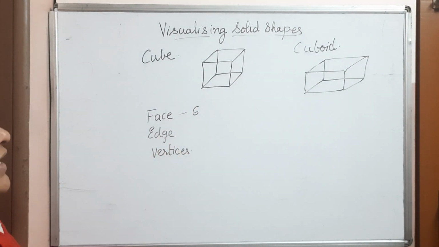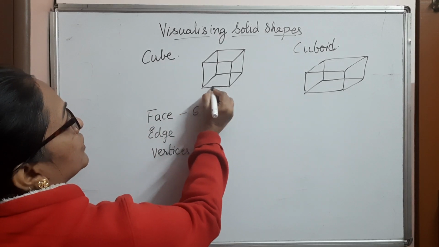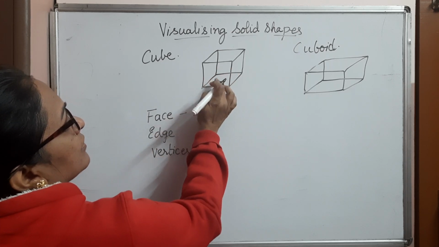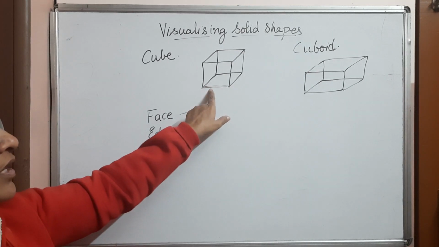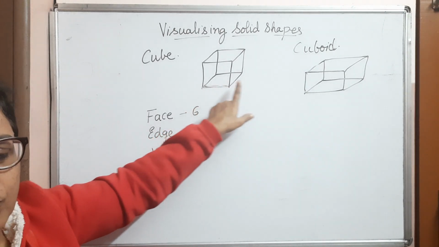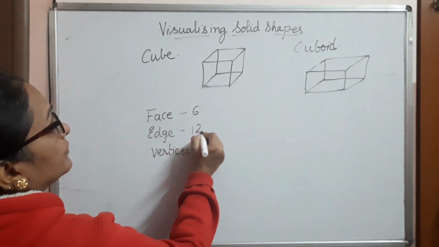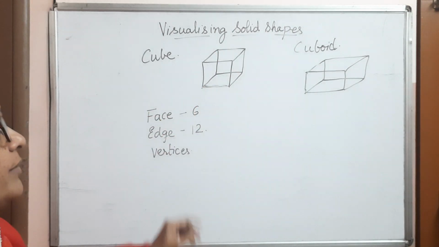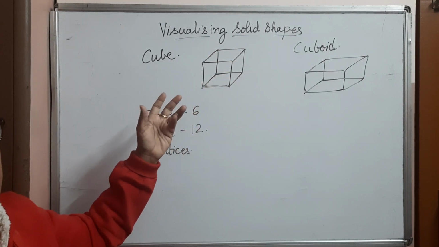Coming to edge. What is an edge? An edge is the line where two faces meet. This face and the face under it meet at this line, and this is known as the edge. In a cube and a cuboid, the number of edges is 12. If you count the number of lines, there will be 12 lines: 4 on the base, 4 on the top and 4 on the sides. And 4 threes is 12.